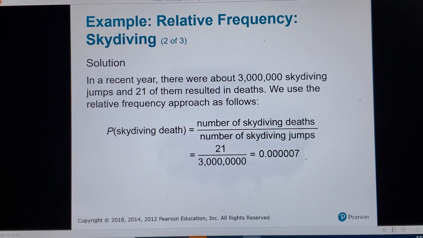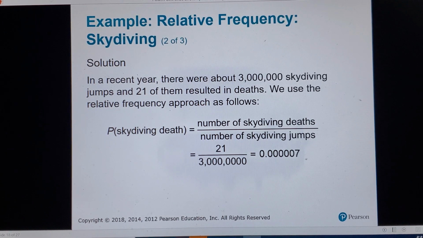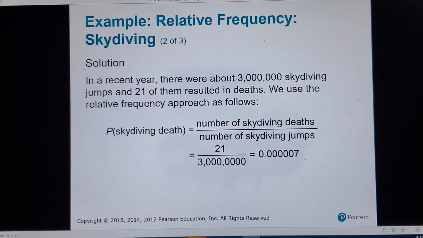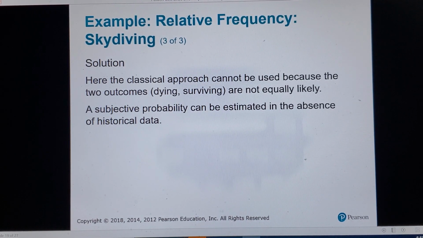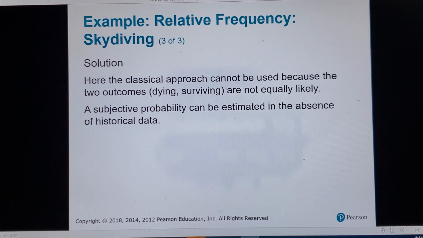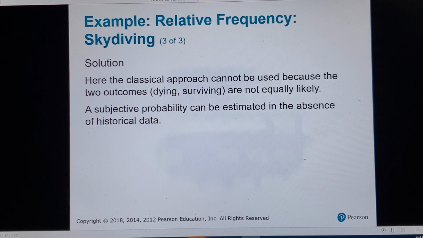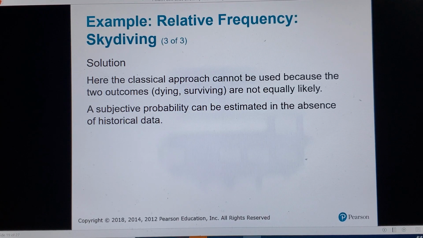Again, the number of ways the event can happen gives the probability you're looking for. In this case, the event we're looking for is possibly dying during a skydive. There's 21 deaths out of 3 million jumps, skydives, which is a very small probability of death. The reason why you want to use the relative frequency approach here is because you're actually using data. You're actually looking at what has happened and you're basing it off that.